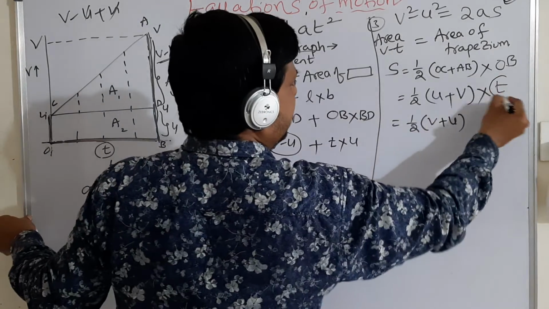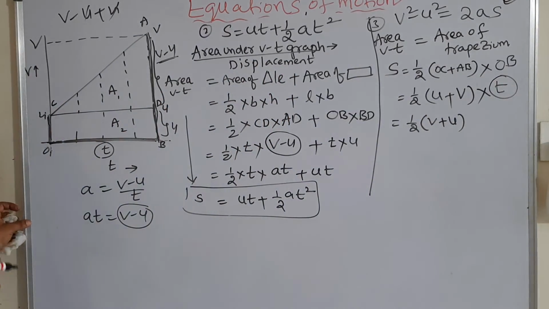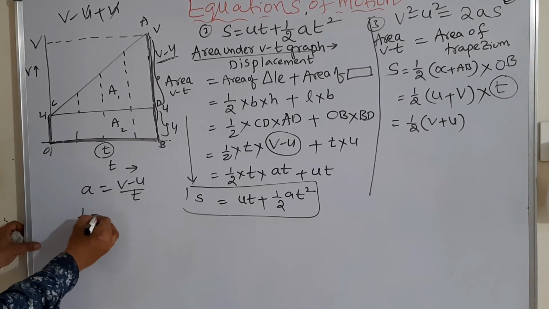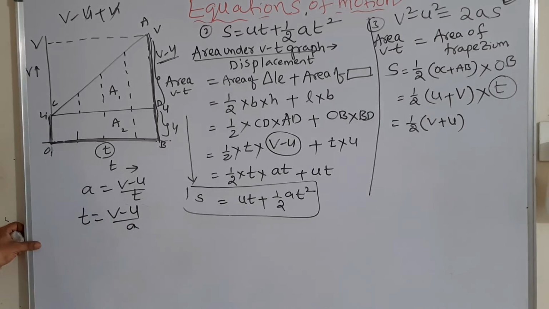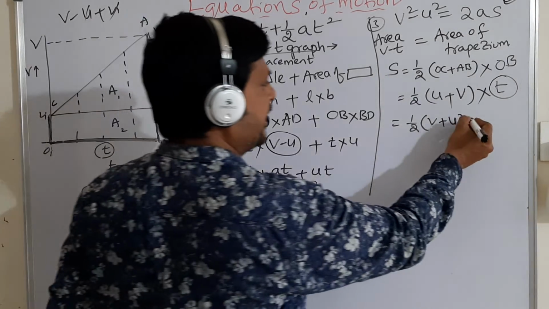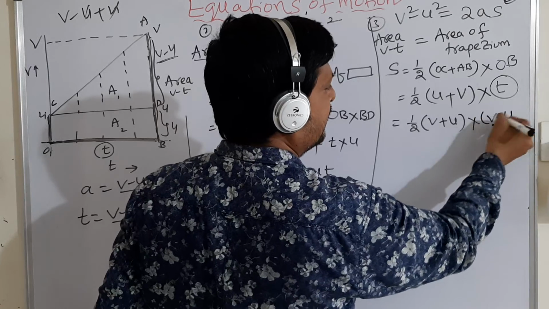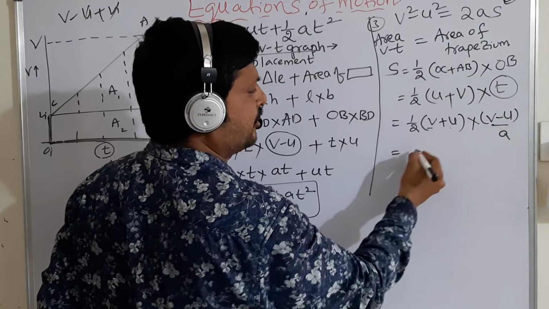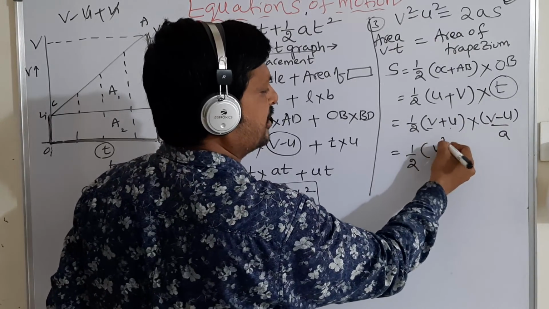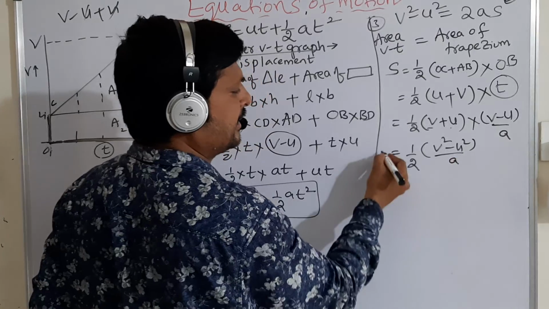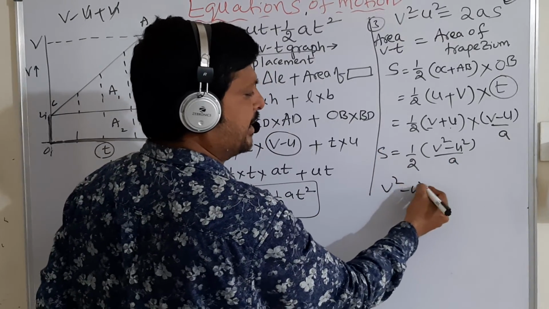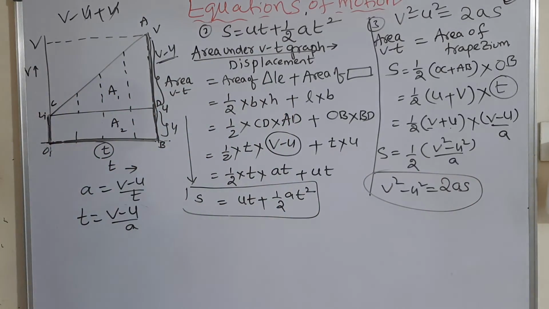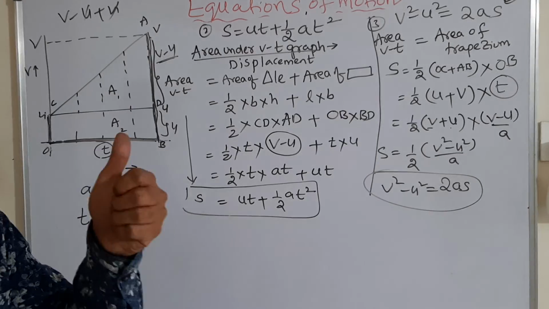So eliminate this T. Already you know A is equal to V minus U by T. From this, T is equal to V minus U by A. Substitute here in the place of T, V minus U by A. Now this is A plus B into A minus B, that is A square minus B square. So V square minus U square by A. So this gives V square minus U square equals 2AS. So this is the proof of the third equation by the graphical method. I hope the concept is clear. Thank you.